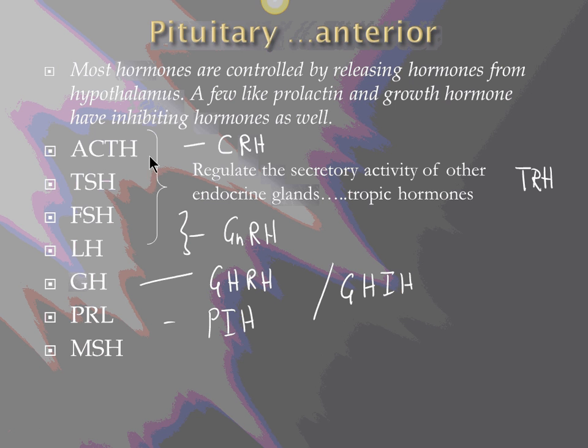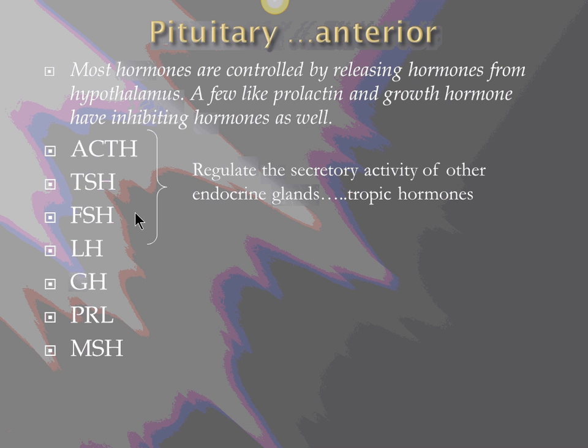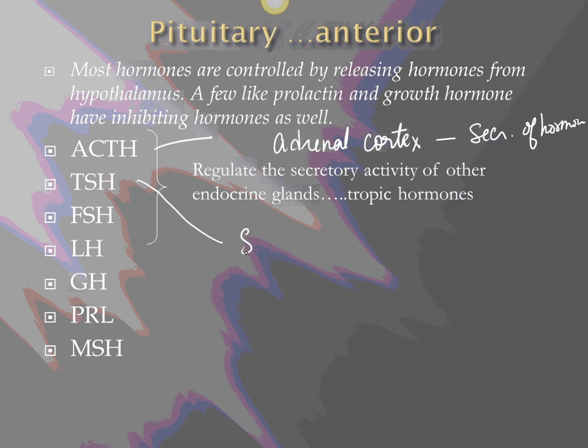And let's see what all of these do. They go and regulate the activity of other endocrine glands. Remember that hormonal way of secretion, where you had the cycle. So this is called adrenocorticotropic hormone. That means it goes to the adrenal cortex, and it causes secretion of hormones from the adrenal cortex. TSH is called thyroid stimulating hormone, so it will stimulate the thyroid gland.